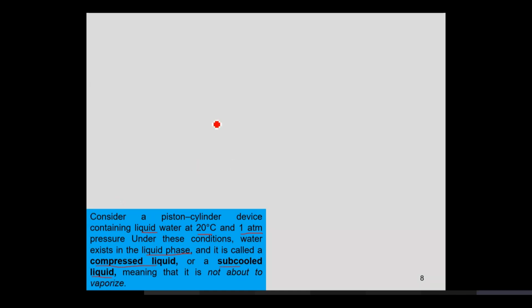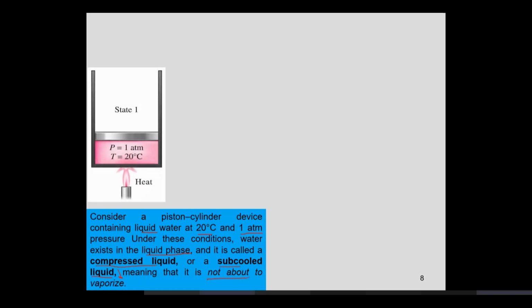And what is the definition of a compressed liquid or subcooled liquid? It's a liquid which is not about to vaporize. The essential thing is it is not about to vaporize. What is meant by not about to vaporize? If I add a small amount of heat to this liquid, what would happen? Sir, its temperature will increase. But would it vaporize? No, sir.